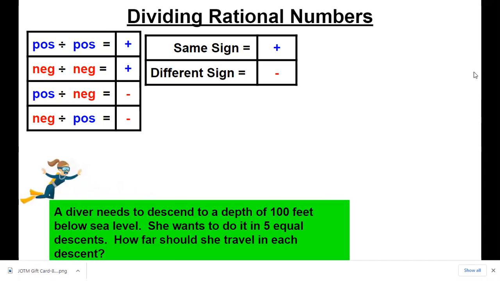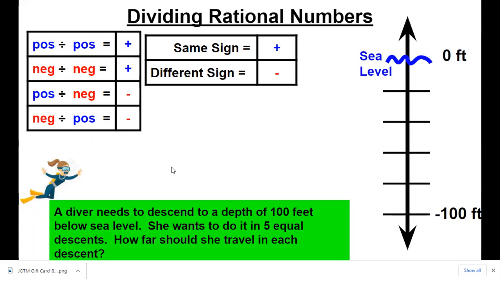Okay, here's a question. A diver needs to descend to a depth of 100 feet. Descend means go down, to a depth of 100 feet below sea level. She wants to do it in 5 equal descents, so 5 equal steps down. How far should she travel in each descent? This is a division problem because you see that something is going to be divided into 5 equal parts.